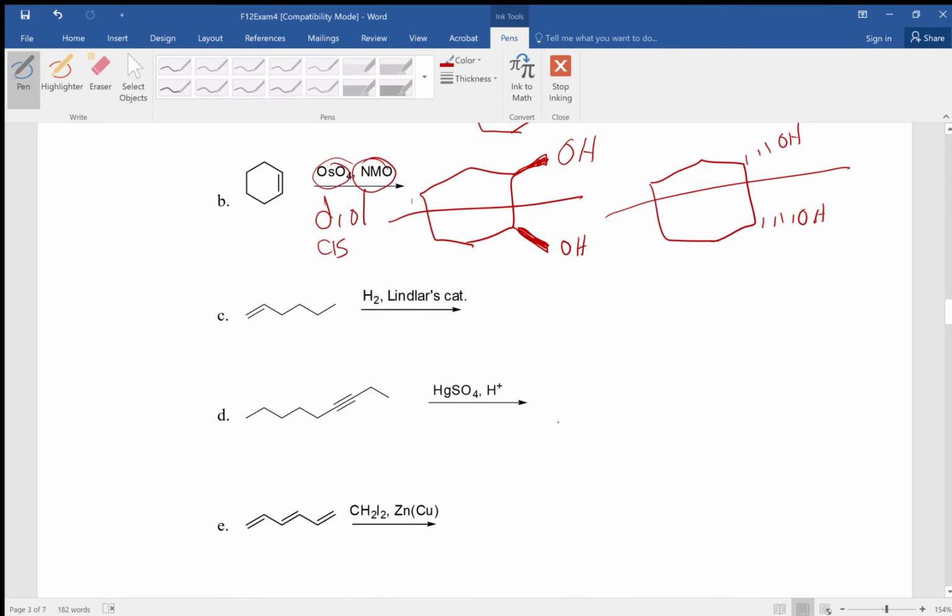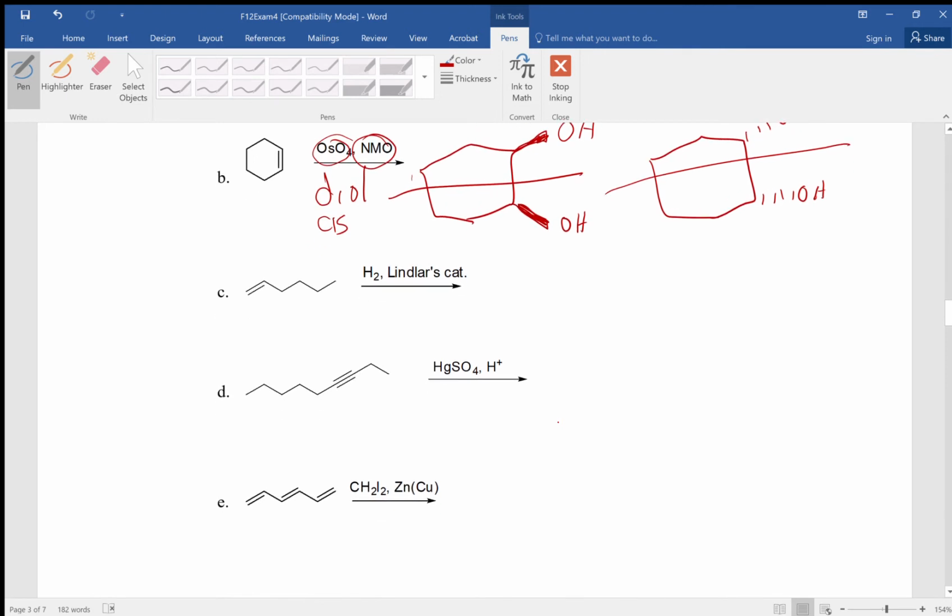All right, part C is a hydrogenation, but it's not just any hydrogenation. It's using Lindlar's catalyst. And Lindlar's catalyst, you may recall, is palladium with barium sulfate and quinoline. And the purpose of those other reagents is to essentially poison the catalyst. We actually make it a worse catalyst.